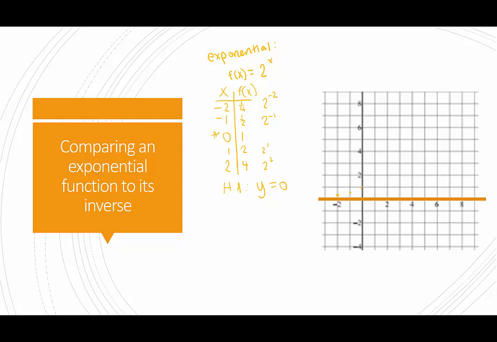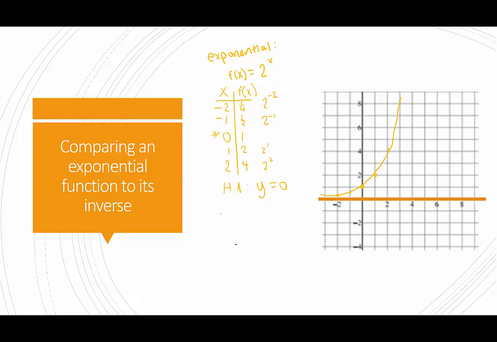-1½ will be there. There's the critical point. So you can see these are pretty close together. Now they're going to start getting further and further apart. We have 1, 2, 2, 4. And this graph is going to look like this. The next point would be 3, 8. So I'll try to hit that. Okay, so there's the exponential function. F of x is equal to 2 to the x.